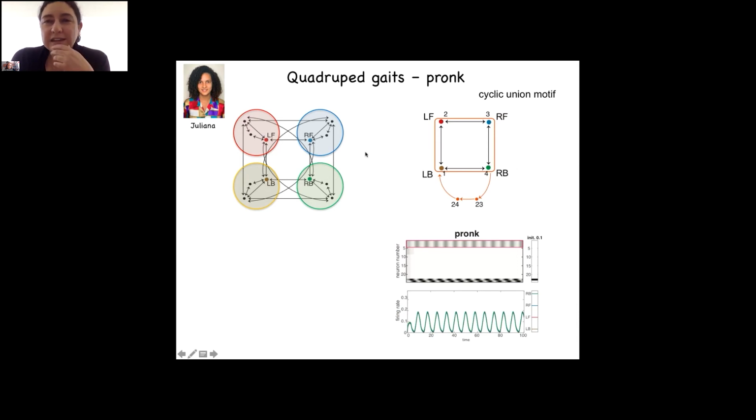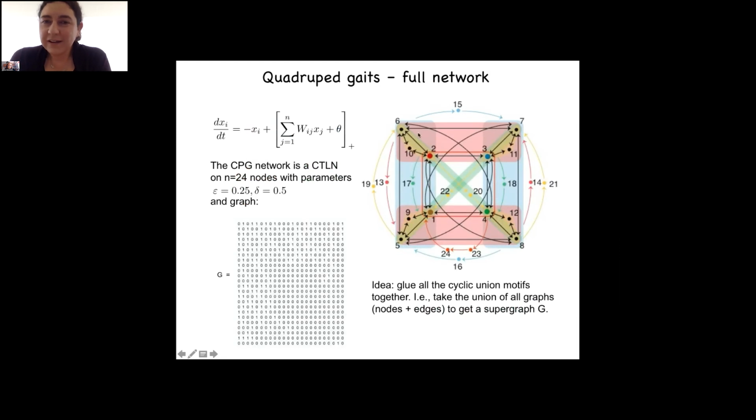So with all of these, she was able to get all of these gates in isolation with the cyclic unions. And now the question is, can you get them all in the same network coexisting? Okay. So the first thing I encouraged her to do, although we were all skeptical that it would work, is simply to just take the union of all these graphs.